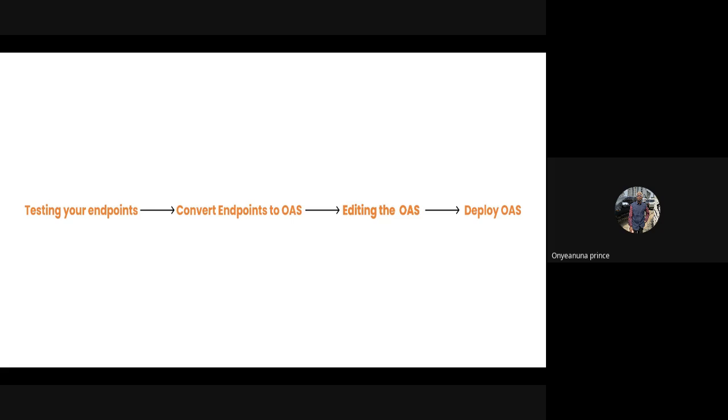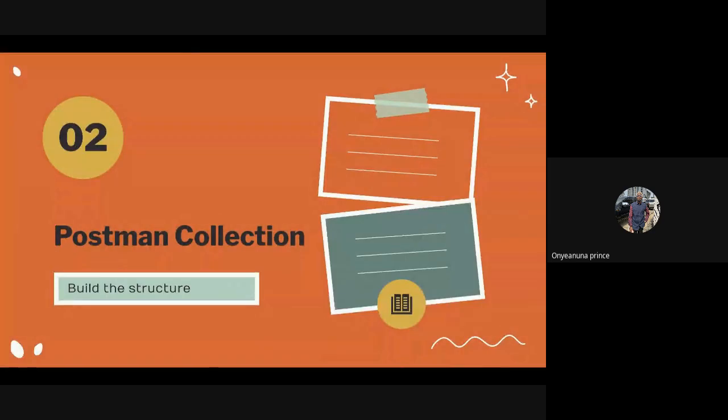Then you have your OpenAPI spec file, but it's rough. There are some things that need descriptions, there's some things that need proper definitions, and that's where you start editing the OpenAPI spec file to make sure it all fits. And when you're done, you deploy it. Sounds easy, right? Okay, so let's go.